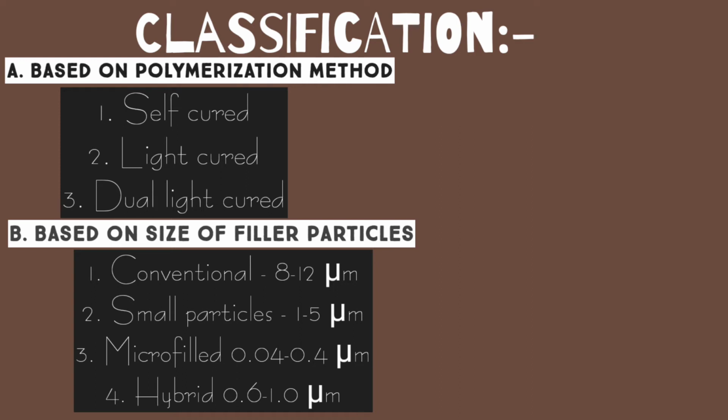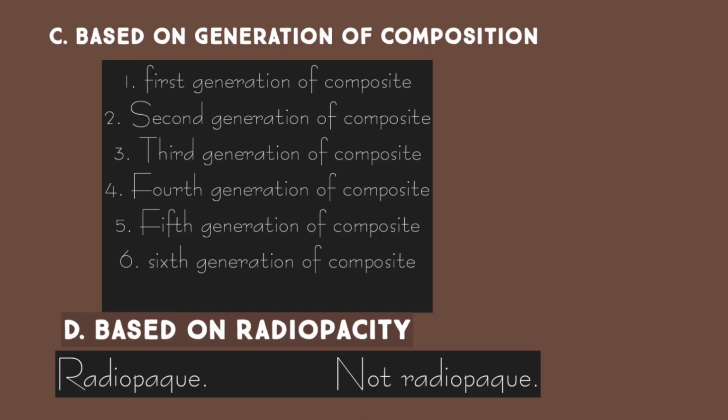Now we will see another classification of the dental composite we are using in dentistry. The third classification is based on the generation of the composition of the composite. Here we have 6 generations, in which we have first generation, second generation, third generation, fourth generation, fifth and sixth generation of composite. So these are the classifications based on the generation of composite.